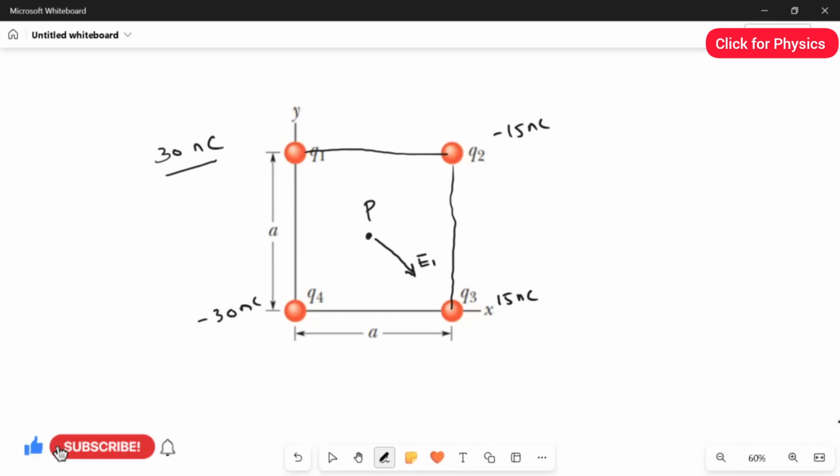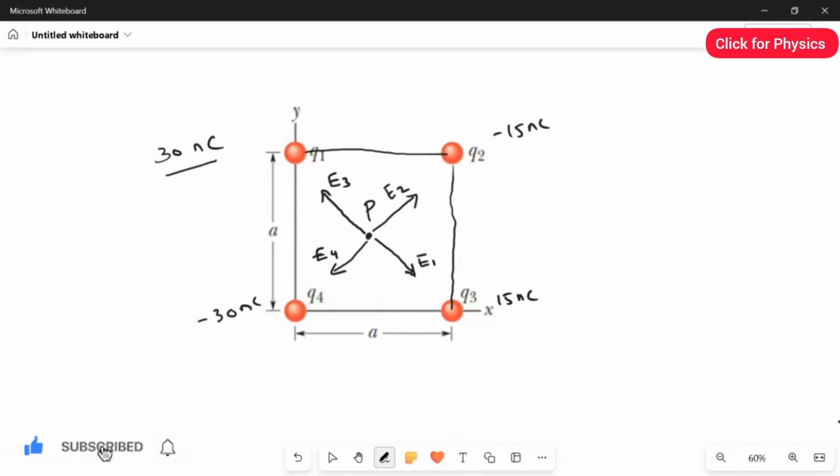Likewise, I take the test charge from point P towards Q2. The test charge is positive and Q2 is negative, so it will attract. So the direction of E2 will be in this direction. We do the same for Q3. Q3 is positive and the test charge is positive, so it will repel, and the electric field due to charge 3 will be in this direction. For Q4, which is a negative charge, and the test charge positive, it will attract. So this is the direction of E1, E2, E3, and this is our E4.